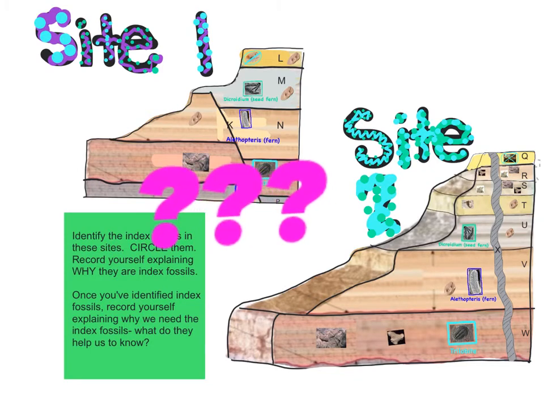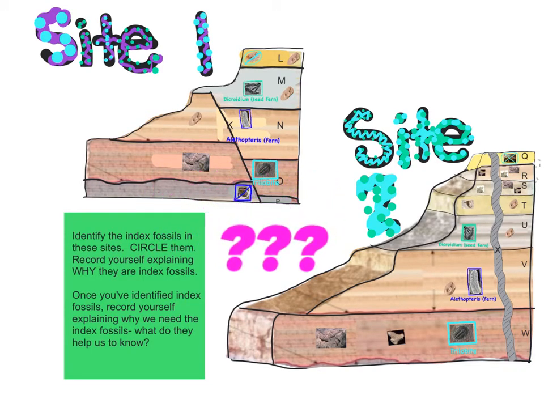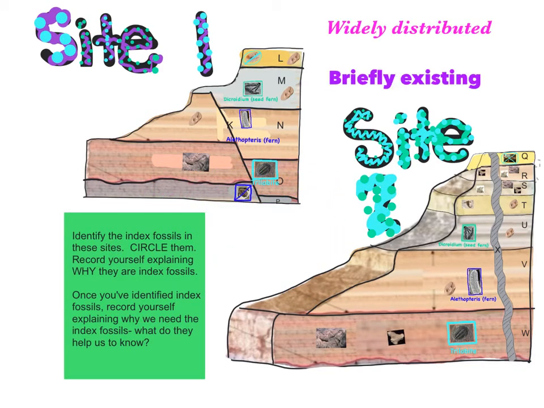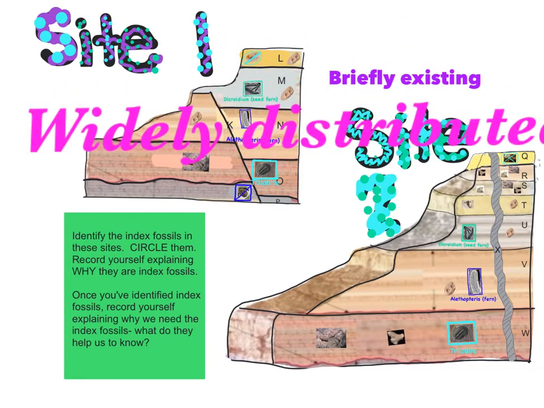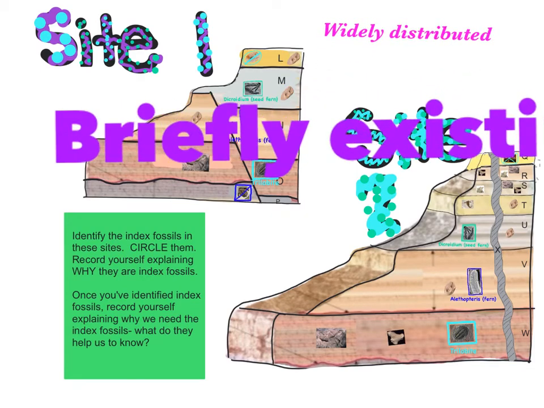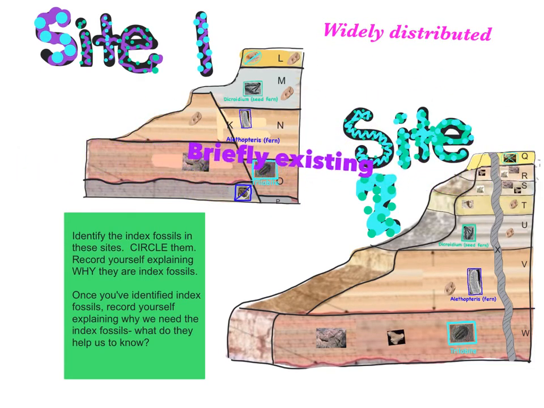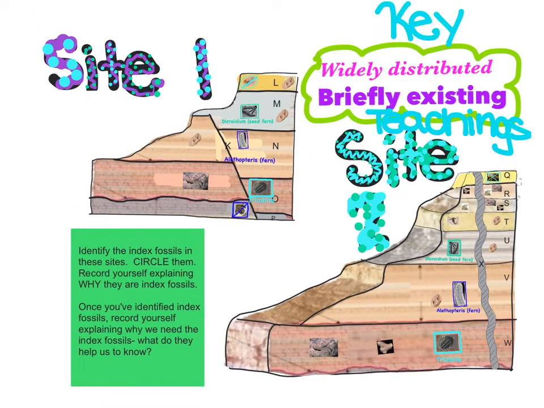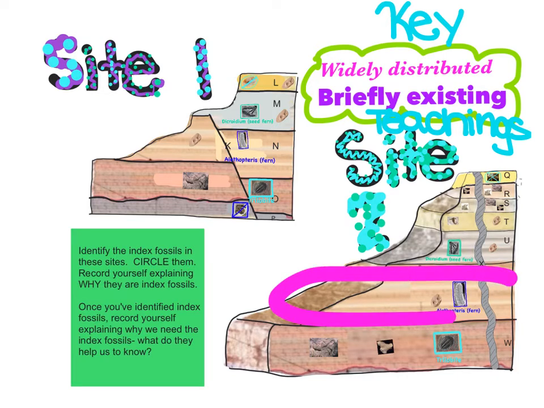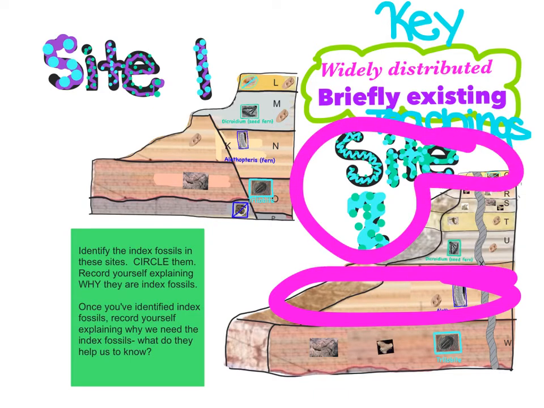You might ask, how do you know that these fossils are index fossils? Well, to be an index fossil, the fossil must be widely distributed and briefly existing, which means that the fossils have to be in many different locations, and the species in which they are have to have only lived for a short period of time. To be widely distributed, the fossil has to be found in only one layer at many different sites.